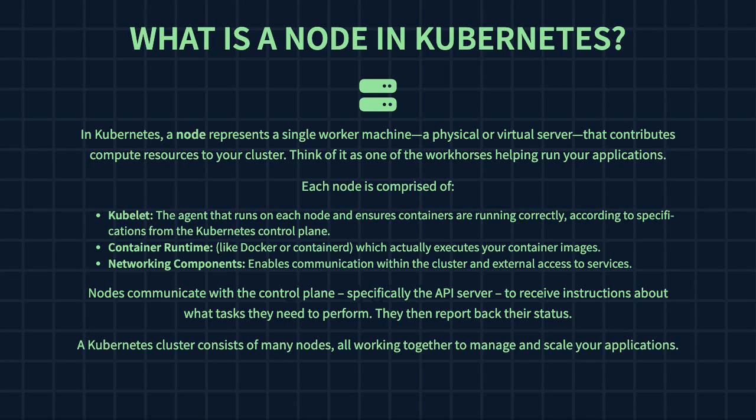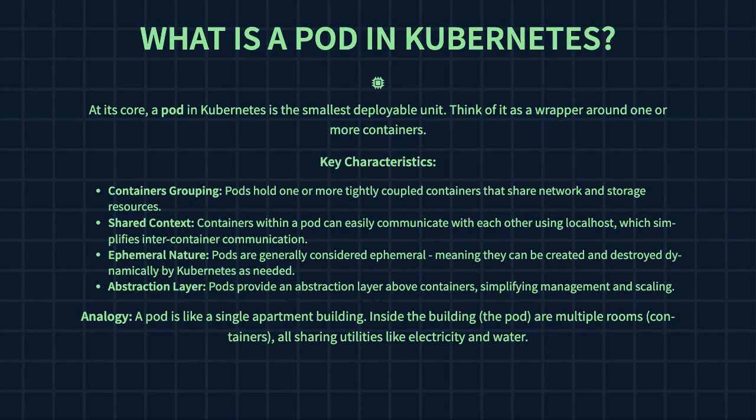Okay, let's talk about nodes in Kubernetes. Basically, a node is like one of the computers that makes up your whole cluster. It's a single worker machine. It could be a physical server or even a virtual one. Each node has its own set of components working together. There's the kubelet, which watches over your containers and makes sure they are running correctly. Then you have the container runtime, like Docker, that actually runs those containers. And finally, some networking tools to allow everything to talk to each other. Think of it this way: a node is just one piece of the puzzle in getting all your applications running smoothly within Kubernetes.